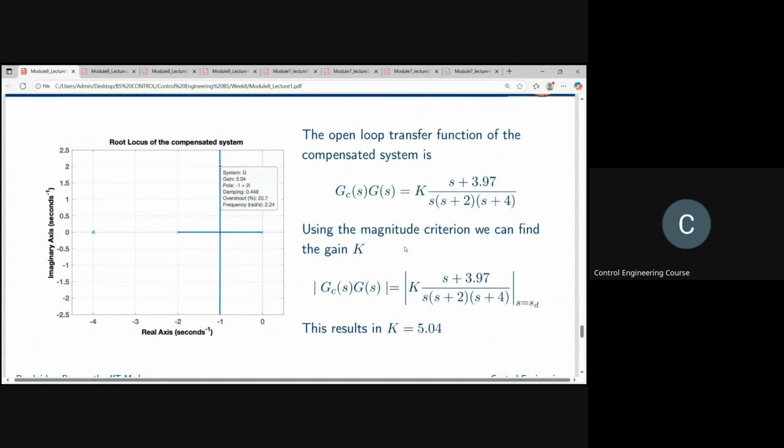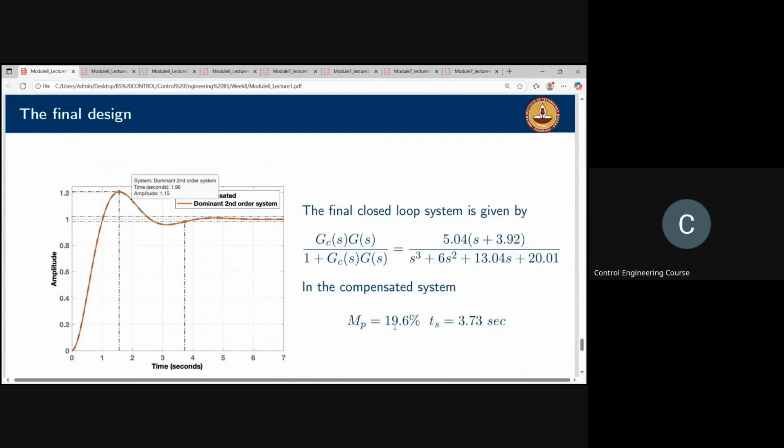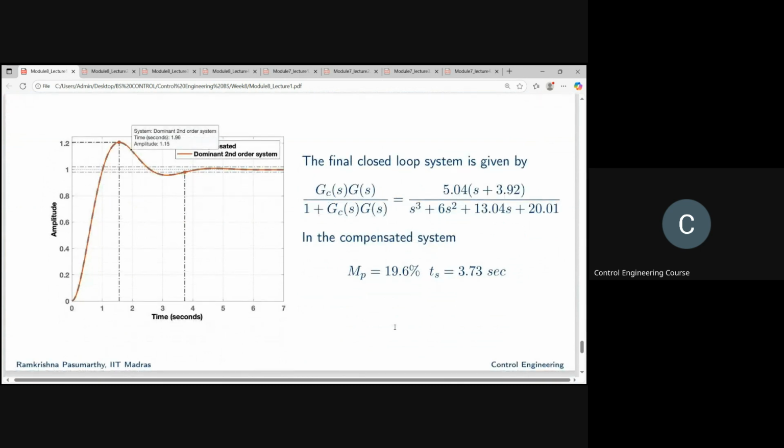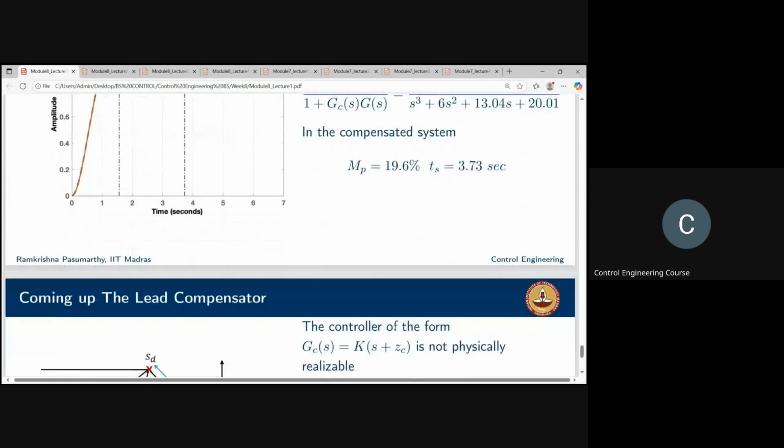The open loop transfer function of the compensated system is this. Again, by using the magnitude criterion, you can find K. And this is the final design that they are simulating, and it shows that the design specifications are met.